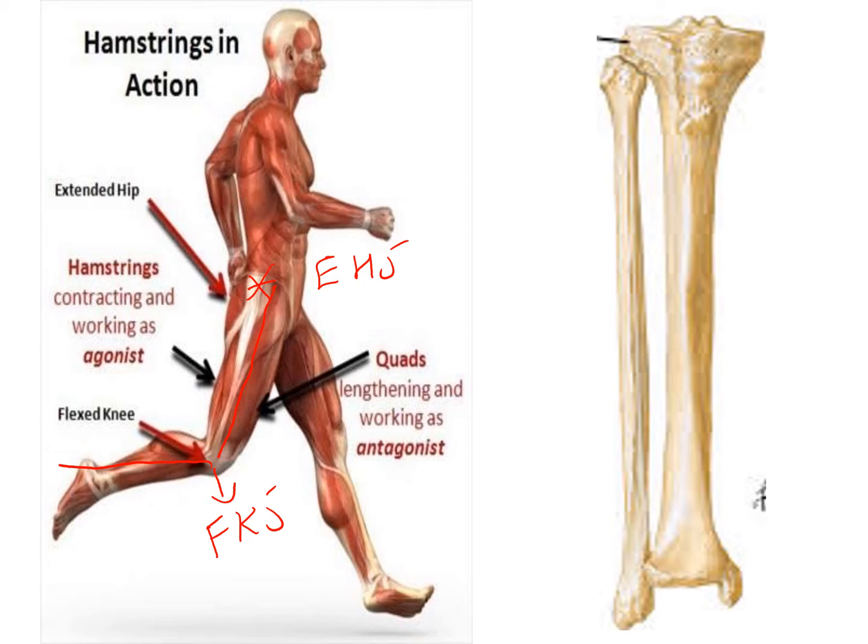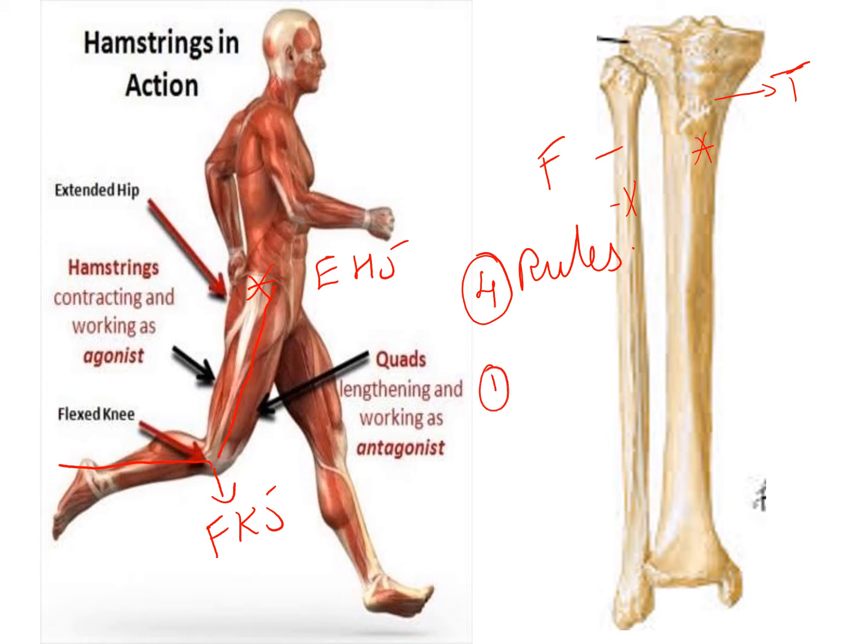The fourth rule to be followed by hamstring muscles is they should get inserted into either of the bones of the leg, namely tibia or fibula. So these muscles compulsorily should get inserted either into the tibia or fibula. So with this we discussed the four rules to be followed by the hamstring muscles.